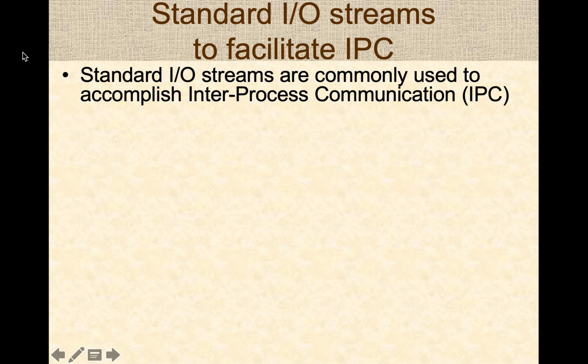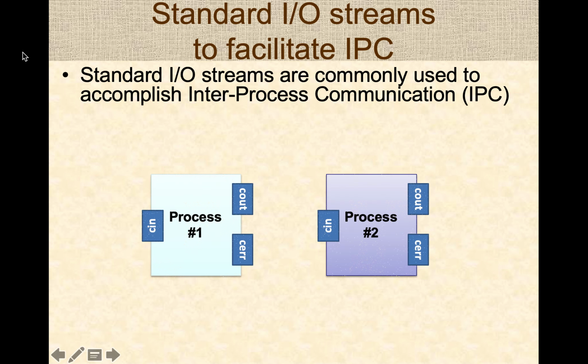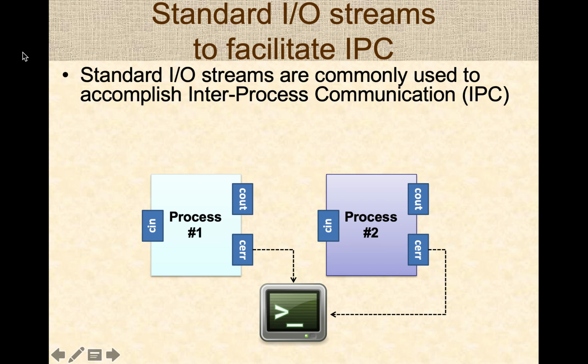Now let's look at how interprocess communication and standard input-output streams are used to accomplish the process of exchanging data between processes. Assume that we have two processes. Here, of course, typically the standard error stream, or cerr, where the error message is typically logged, is usually left to the console. And when we have two processes, there are two operations you can do.